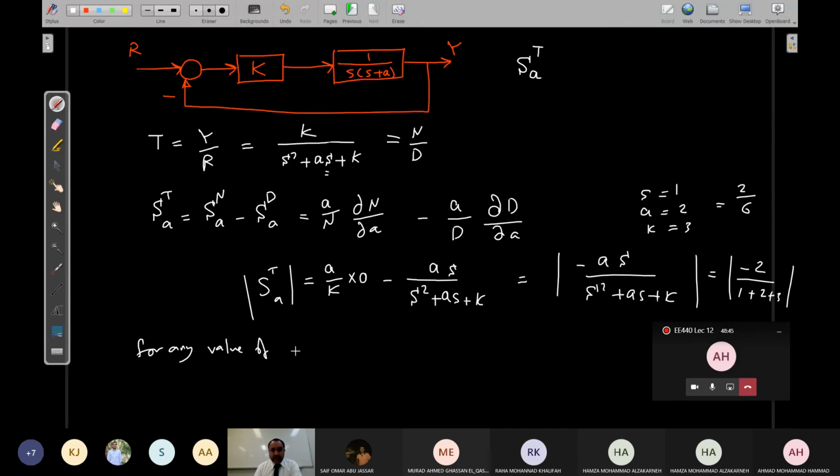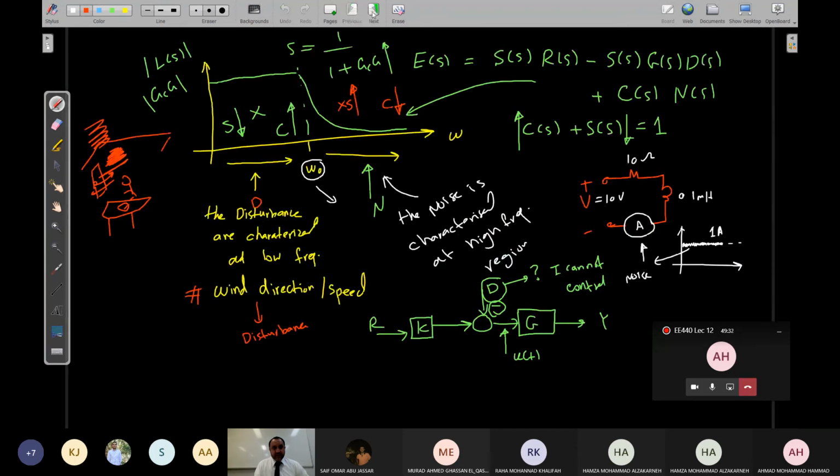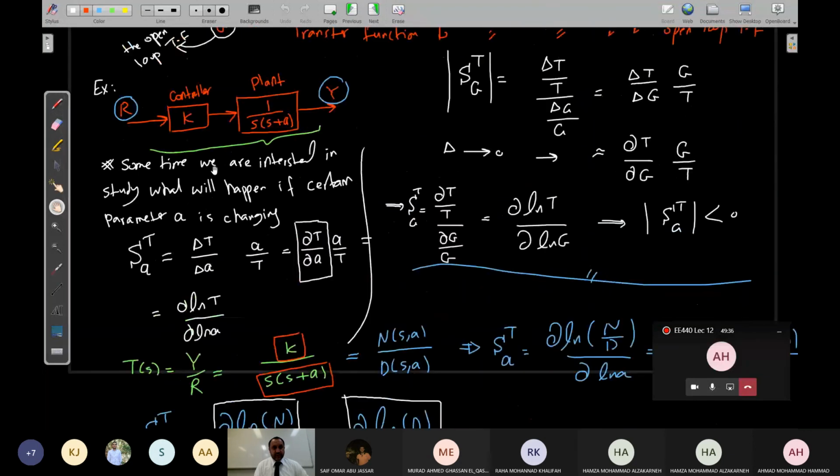Now see, for any value of S and A, if K is increased, what will happen to the sensitivity? If I increase K, what will happen to the sensitivity? Decreasing, yes. So simply this means that I'm enhancing the sensitivity of the closed loop transfer function by what? By feedback control, correct? Do you remember the first example we discussed? I think in this page it was. This one? Yeah, the same. It was the same, but simply there's no feedback.